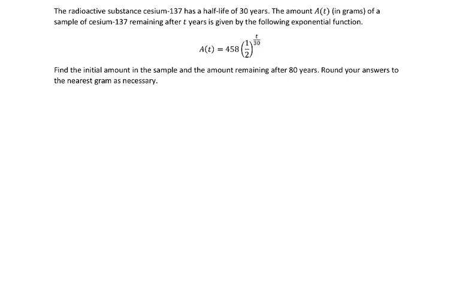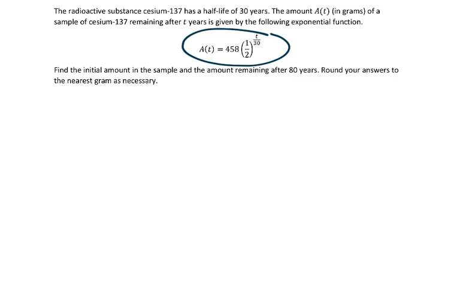So let's get started. It says the radioactive substance cesium-137 has a half-life of 30 years. The amount, A of t in grams, of a sample of cesium-137 remaining after t years is given by the following exponential function. So here we see what A of t is equal to. Find the initial amount in the sample and the amount remaining after 80 years. Round your answers to the nearest gram as necessary.